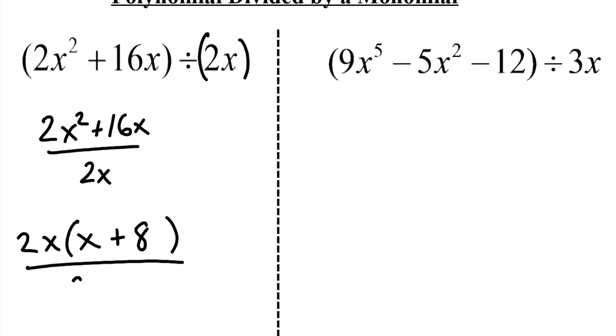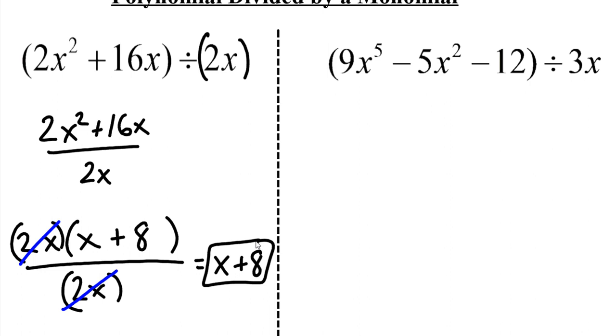Down below, I have 2x. I'm going to put parentheses around all my factors. Now I see what can simplify. 2x and 2x will make 1. So my final answer is just going to be x plus 8.